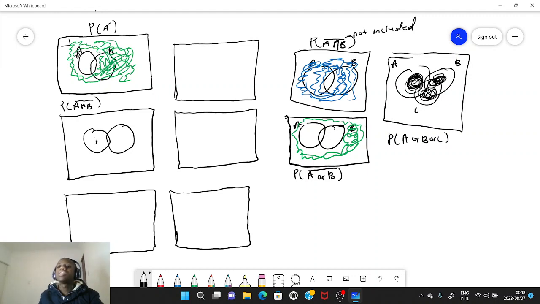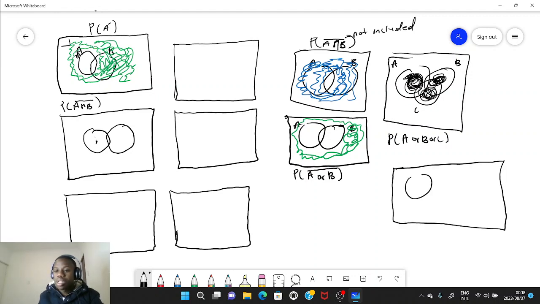So this simply means that we are not considering what's outside the box. So not the box, but the circles. We are considering everything that is within the circles. So what happens if we have three events?